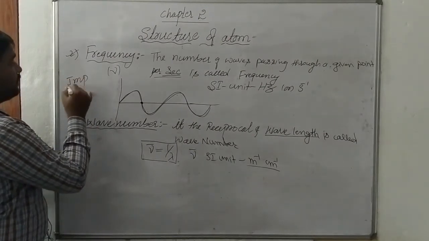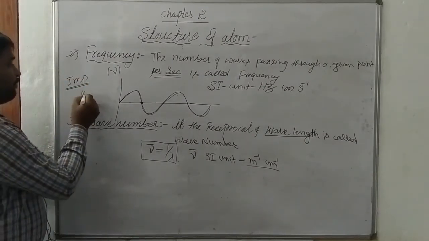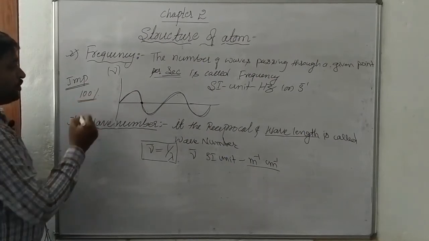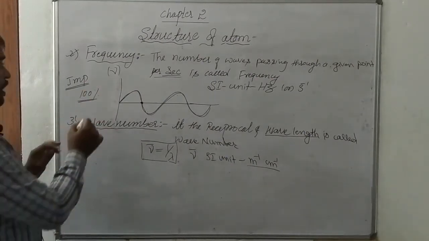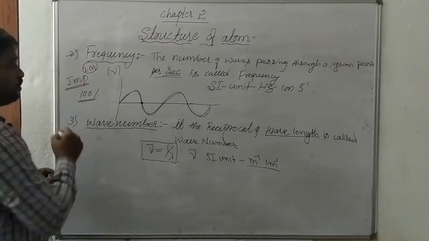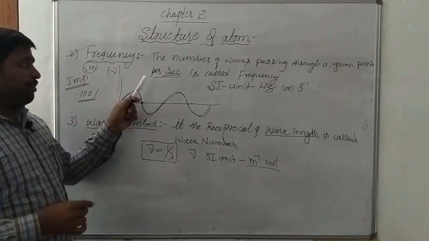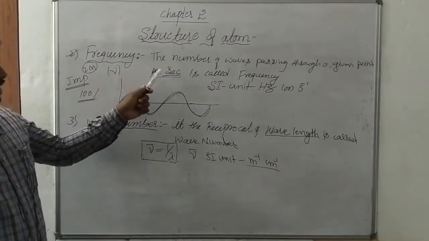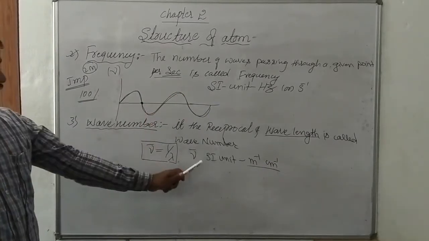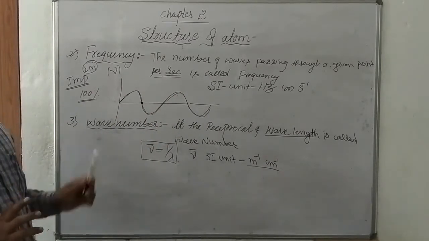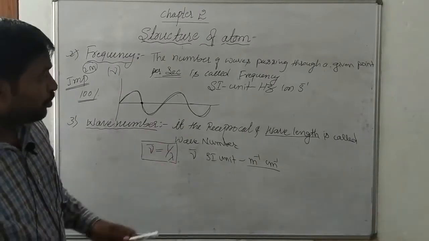Among these definitions, one will be compulsory from the point of view of examination. It is a 100% question. One will be asked for 2 marks. What is frequency? Write its SI unit. What is wave number? Write its SI unit. They will ask like this in the examination, so be thorough about these questions.